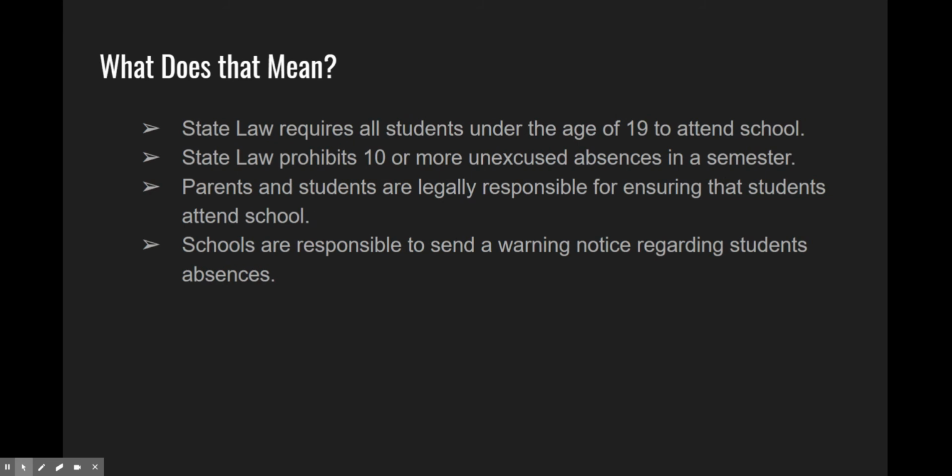The state law requires all students under the age of 19 to attend school. The state law prohibits 10 or more unexcused absences in a semester. Parents and students are legally responsible for ensuring that the students attend school, and the school is responsible to send a warning notice regarding students' absences. You should receive a letter from our registrar regarding your child's risk of truancy when they have missed days of school. You should get those letters when they've missed 3 days, when they've missed 6 days, and then again when they have missed 9 days.